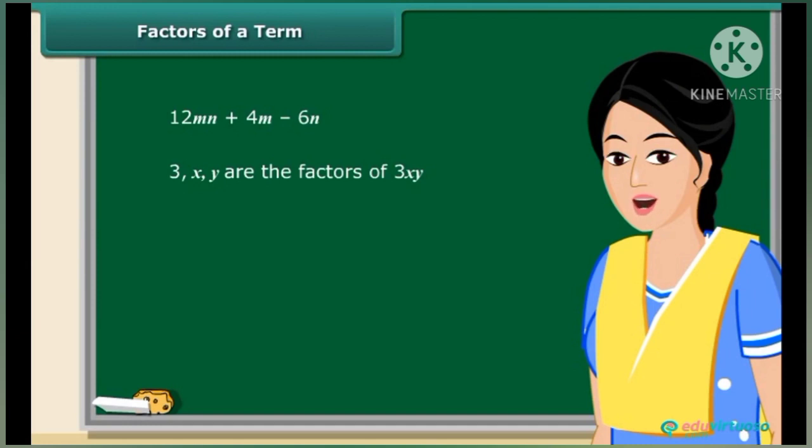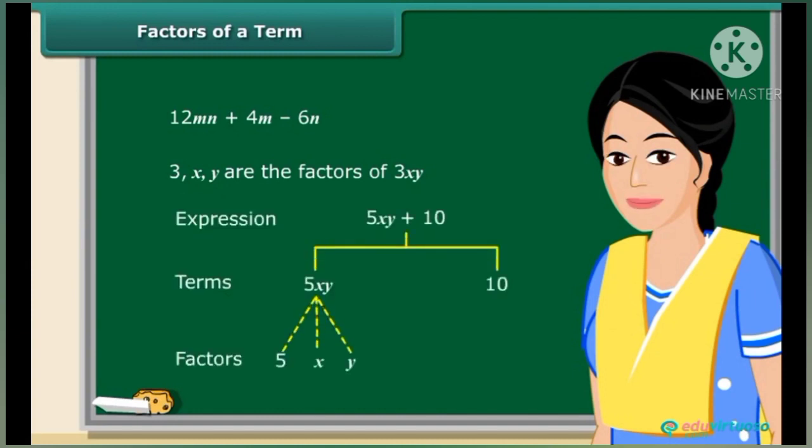Then what are its factors? Look at this. 3, x and y are the factors of 3xy. We can also express the expression 5xy plus 10 by a tree diagram. First write the term 5xy. Then we can split the factors: 5 into x into y. 5, x and y are the factors. The second term is 10.